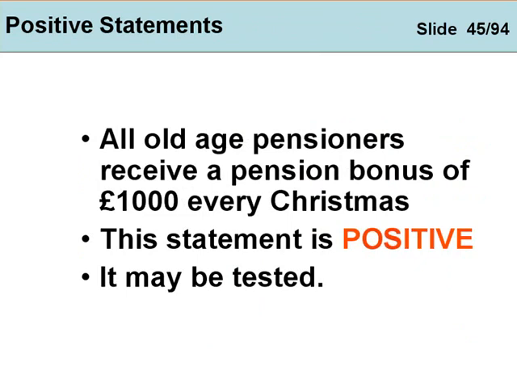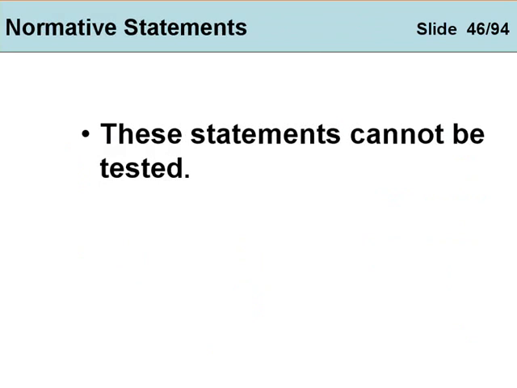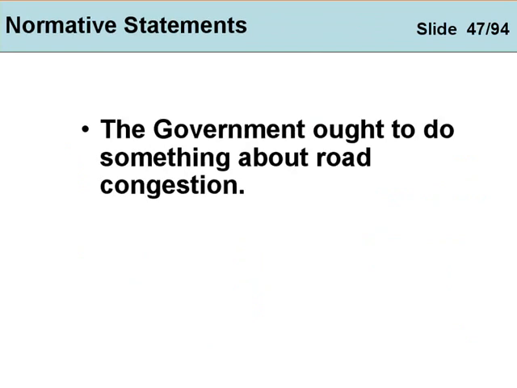The alternative to positive statements are what's known as normative statements. These can't be tested. The government ought to do something about road congestion. Usually, normative statements include words like ought or should. So, let's say you say, the government ought to do something about road congestion. I could disagree. I could say, no, it shouldn't.